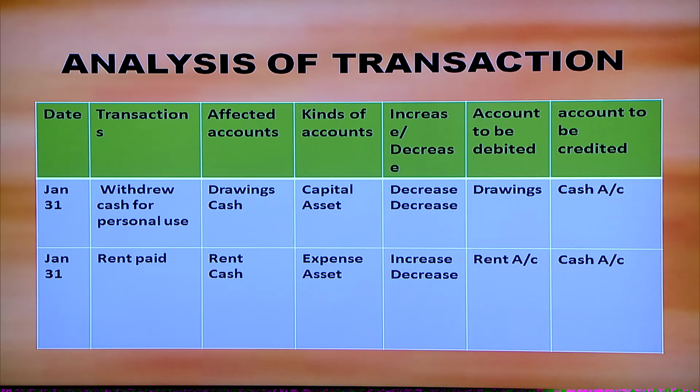Affected accounts are rent and cash. Rent being an expense is increasing. Rule for expense account: when expense increases, it is debited. Cash is going from the business, that is, cash can be included under asset account. Asset is decreasing. Rule for asset account: when asset is decreasing, it is credited. So, cash account is credited.